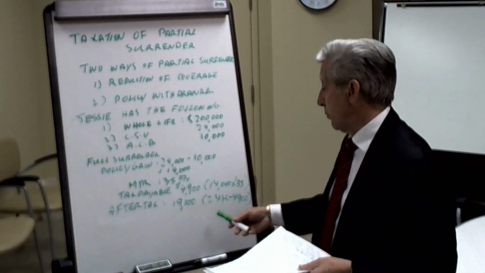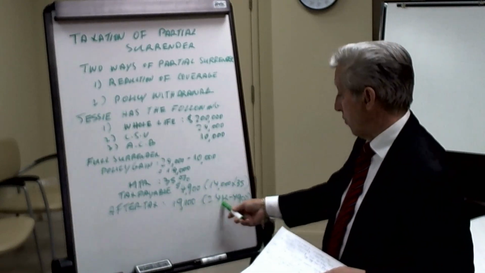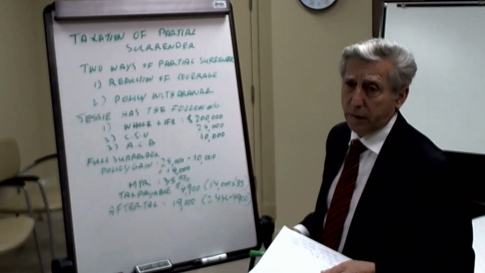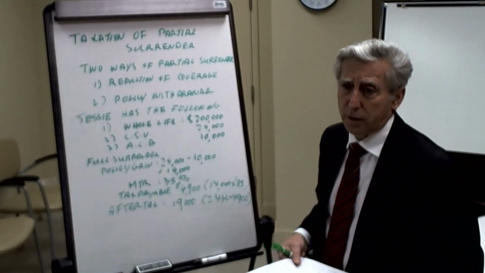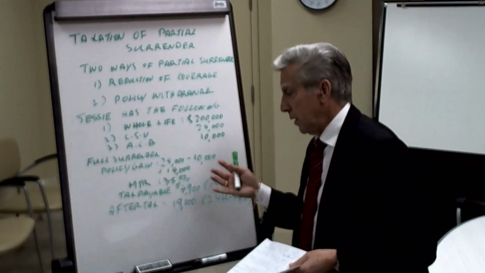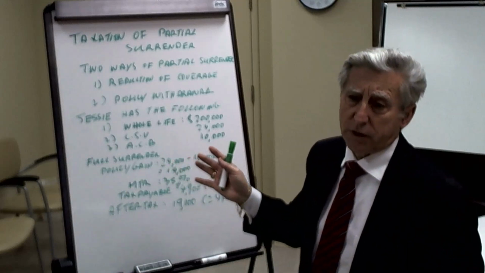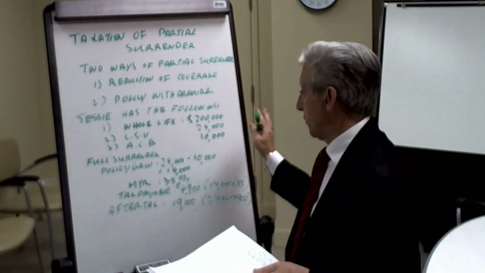So what she keeps in her pocket when she fully surrenders is $19,100, which is of course the $24,000 minus the $4,900 that she has to pay in taxes. So that's on full surrender. Now the problem with that, of course, is that the $200,000 is gone. Once that check is cut, and that person dies the day after, the $200,000 is gone.